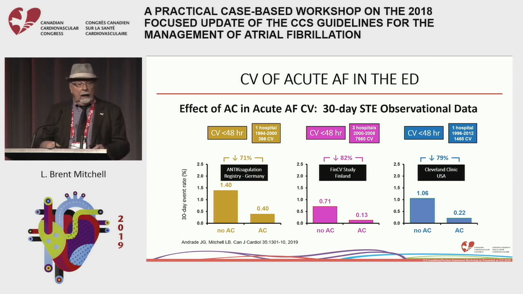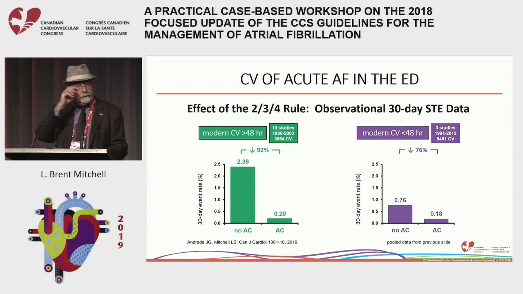Right. Study from the Cleveland Clinic showing the same thing. Middle one is the important one. A lot of data came from the FIN-CV study of 7,650 patients who underwent 7,650 cardioversions of acute atrial fibrillation. Showed a massive reduction if these patients were anticoagulated.